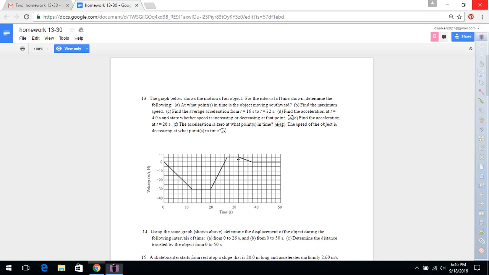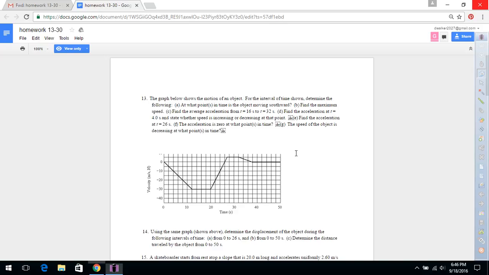Find the acceleration at t is equal to 4. So t is equal to 4 would be right over here. The speed is increasing in the negative direction. Find the acceleration at t is equal to 26. Well, that's 27 right there. So 26 seconds is right here. Since this is a straight line, the slope is constant. So anywhere there, taking the slope of that straight line will give you the acceleration at 26 seconds. And when is the acceleration 0? When the speed is constant here, here, and here, the acceleration is 0.